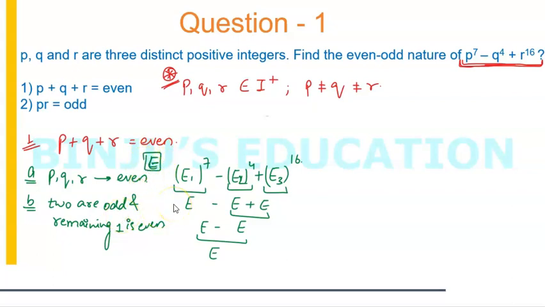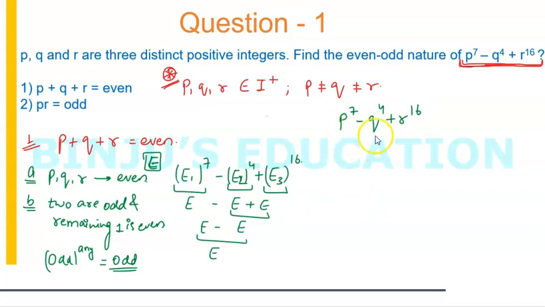Okay, what about the second part? Two are odd and the remaining one is even. Now, whichever two are odd, again, it's about the power. We know that an odd number raised to any power will give us the result as odd. We just discussed this a couple of minutes ago. An odd number raised to any power will always give you odd, and an even number raised to any power will always give you result as even. Now, if we talk about P to the power 7 minus Q to the power 4 plus R to the power 16, what all possibilities can I have?